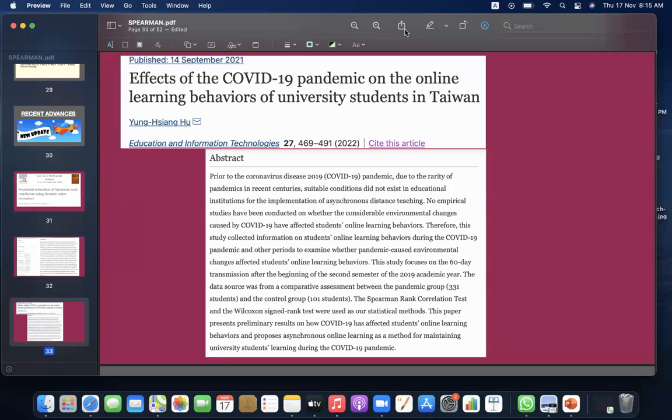This study focuses on the 60-day transmission after the beginning of the second semester of the 2019 academic year. The data source was from a comparative assessment between the pandemic group, 331 students, and the control group, 101 students. The Spearman rank correlation test and the Wilcoxon signed rank test were used as our statistical methods. This paper presents preliminary results on how COVID-19 has affected students' online learning behaviors, and proposes asynchronous online learning as the method for maintaining university students' learning during the COVID-19 pandemic.